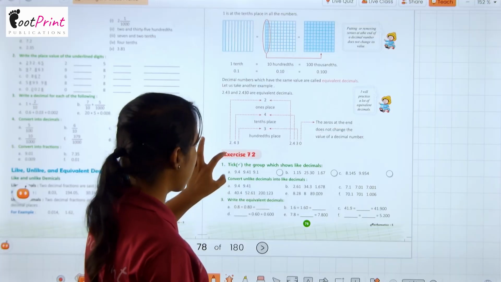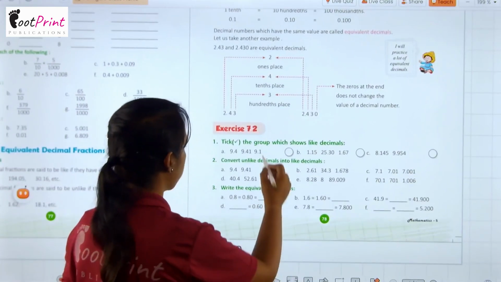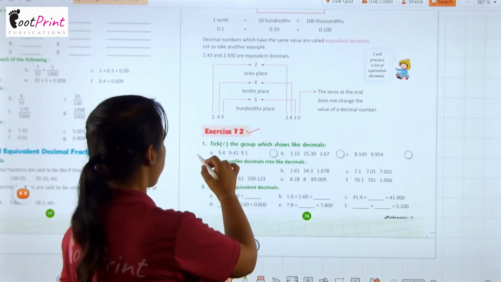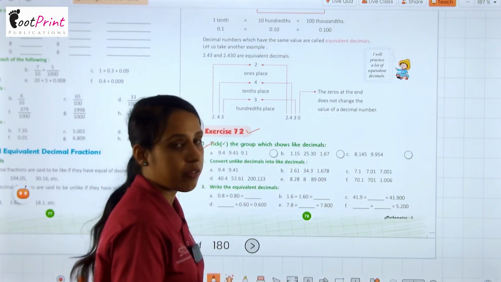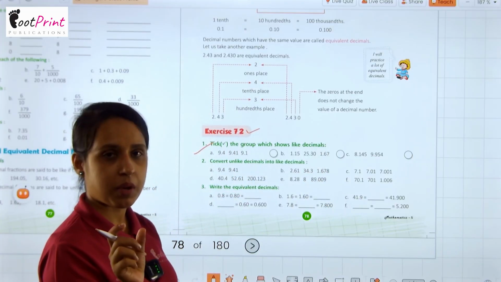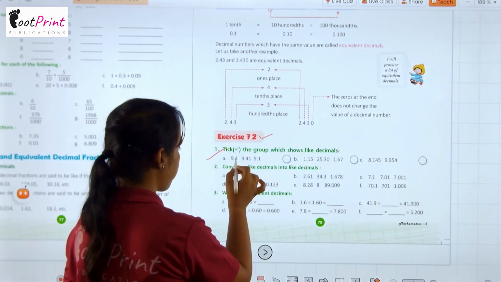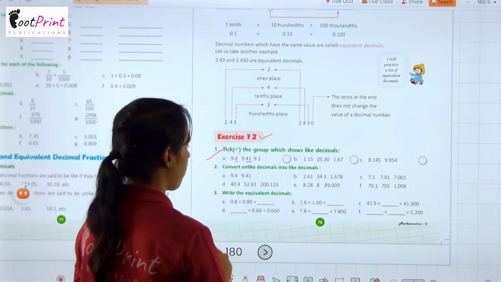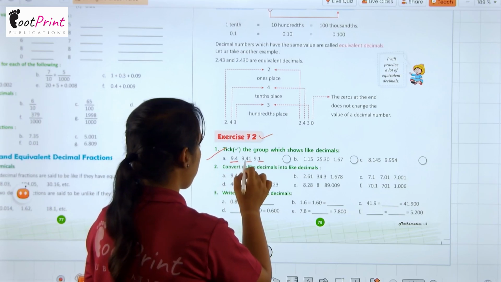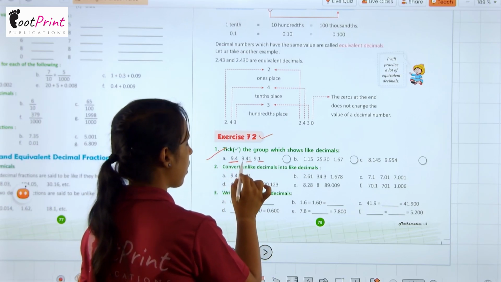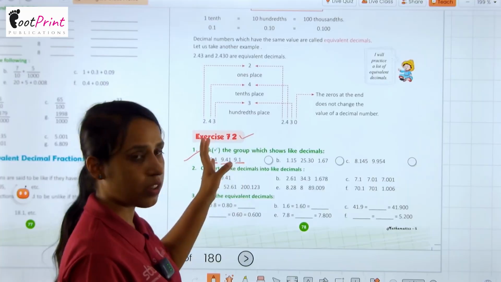Okay, so on the basis of this, unlike, like and equivalent fractions, we will solve this exercise, that is exercise 7.2. Here the first question is: tick the group which shows like decimals. We know that if the decimal numbers have the same decimal places, we can say that these are like decimals. Here one place is there, here two places are there, and here only one place. So decimal places are 1, 2 and 1. We can say that these are unlike decimals because they have different decimal places.